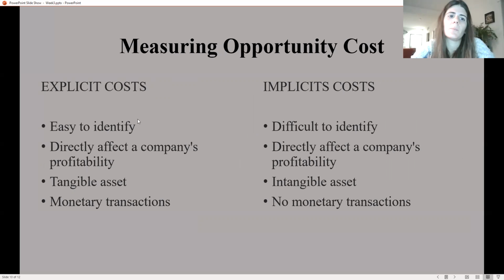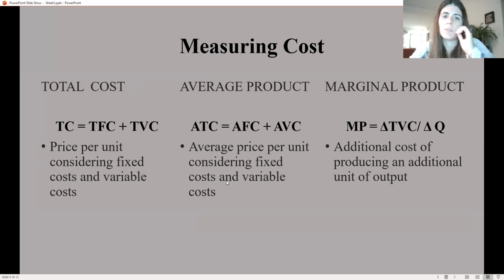Similarly, you can measure costs. The total cost is going to be the price per unit considering fixed costs and variable costs. Average product cost would be an average price per unit considering fixed costs and variable costs. The marginal product cost would be the additional costs of producing an additional unit of output.